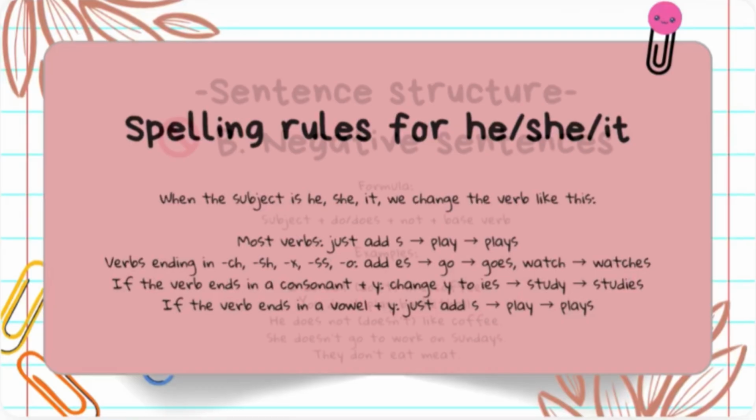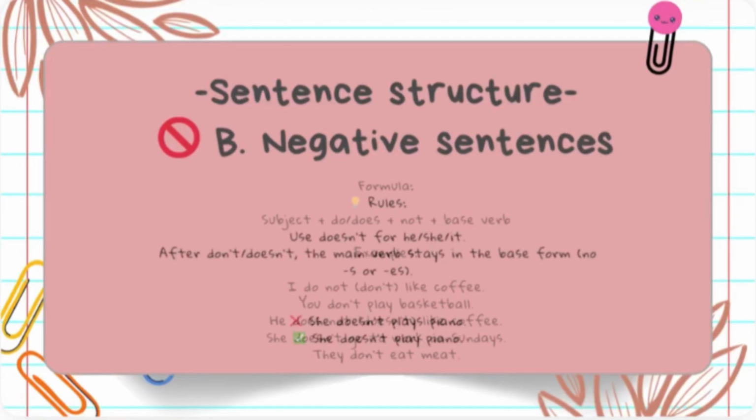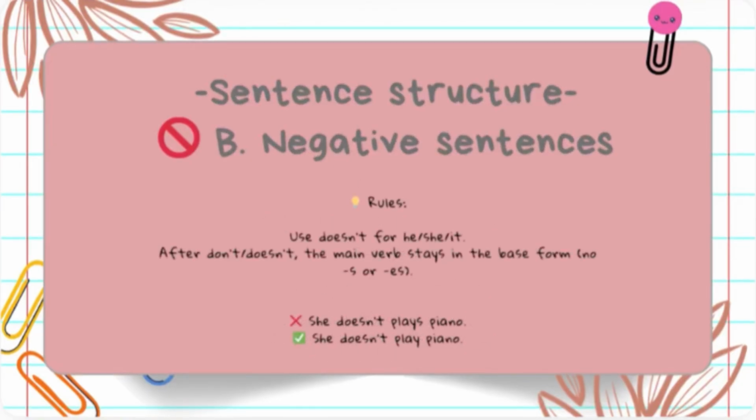Play, plays. Negative sentences. Structure, subject plus do or does, plus not, plus base verb. Examples, I don't like coffee. You don't play basketball. He doesn't like coffee. She doesn't go to work on Sundays. They don't eat meat. Rule, after don't and doesn't, the main verb is always in the base form. Example, she doesn't play piano.